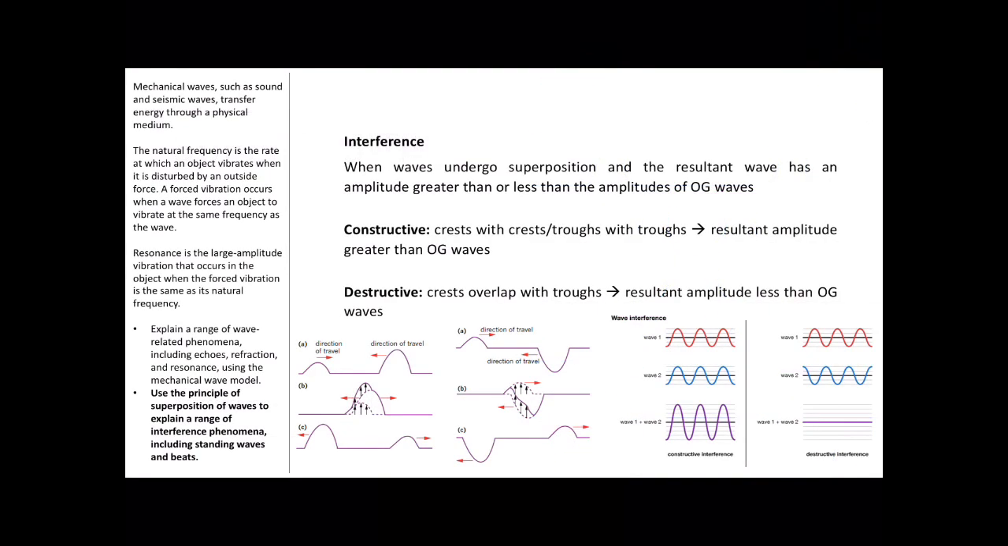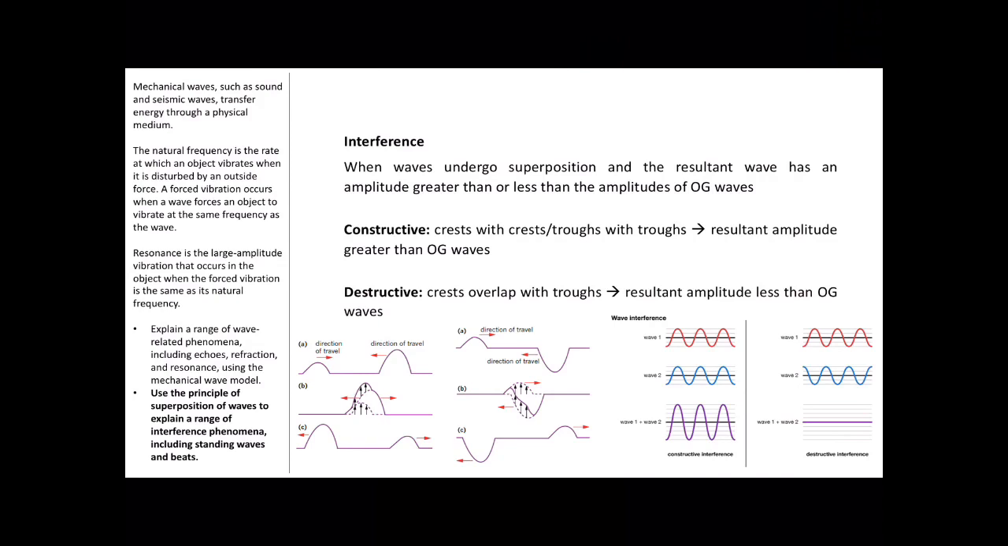In stage 1 physics, you need to be able to use the principle of superposition of waves to explain a range of interference phenomena, including standing waves and beats. Interference is when waves undergo superposition and the resultant wave has an amplitude that is greater than or less than the amplitudes of the original waves.